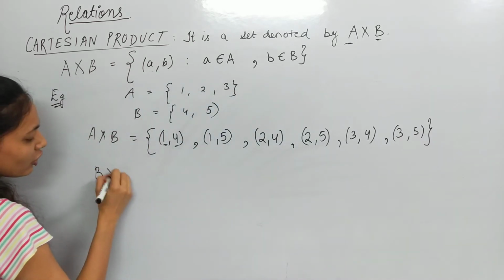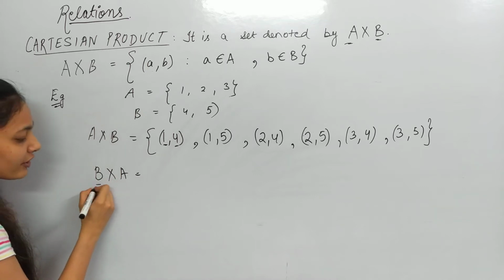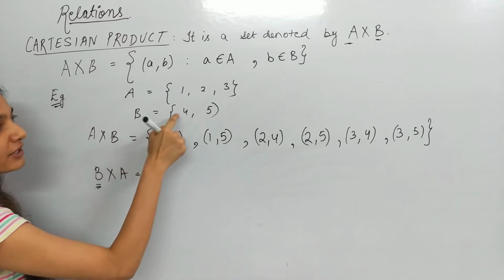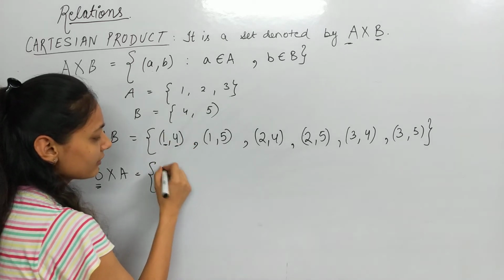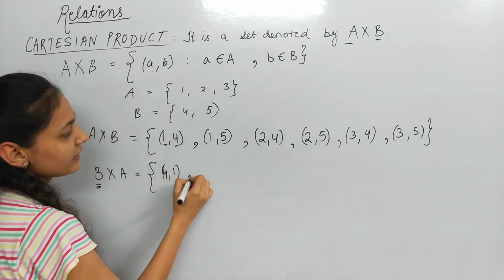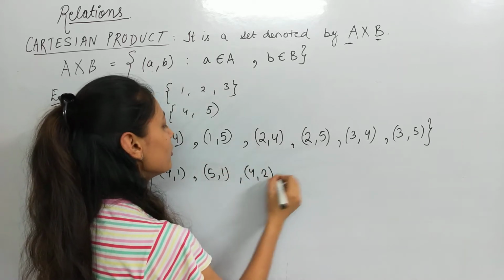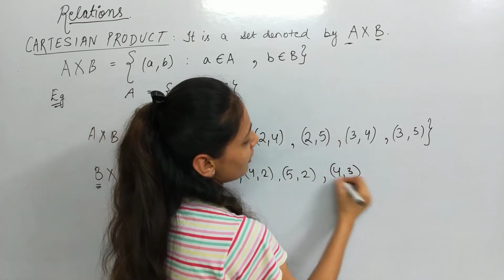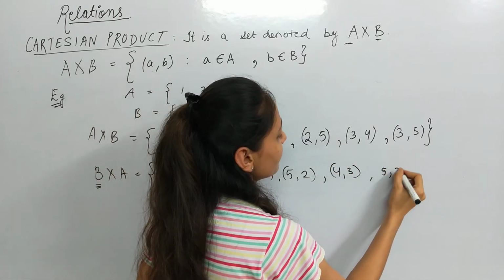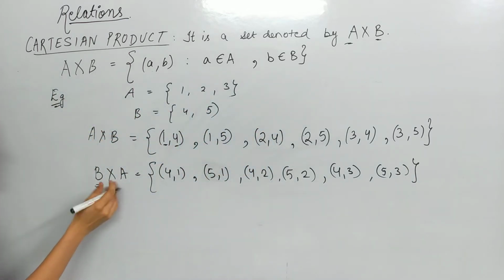Now if we find B cross A, if we take B cross A, it means the first element is from the B set. That means you will write it as (4, 1). Okay. Next, similarly (5, 1), (4, 2), (5, 2), (4, 3) and (5, 3). In this way, you will write the Cartesian product of B cross A.